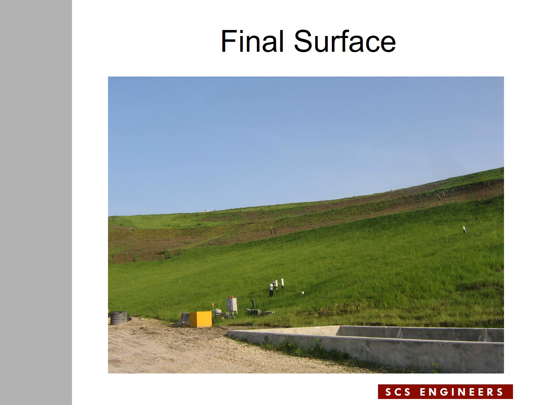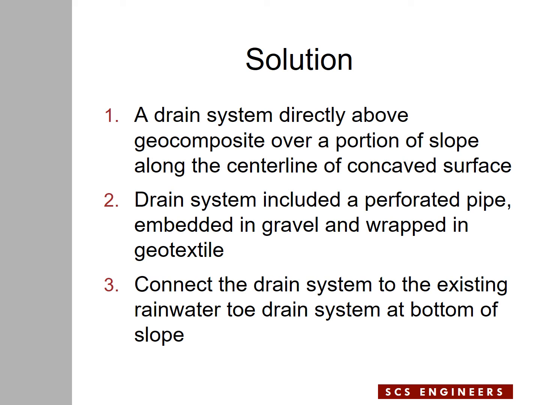So we started thinking how we can address this issue and how we can solve it. And we came up with this solution. I'm not saying that this is the only solution with these cases, but we arrived at this solution because the partial closure was already constructed. And the solution was that we devised a drain system directly on top of the composite along the center line of the concave surface.